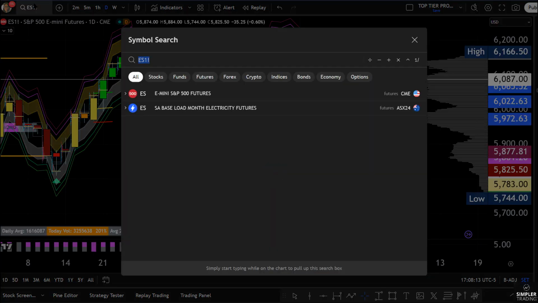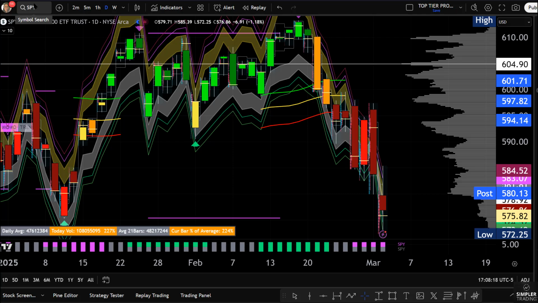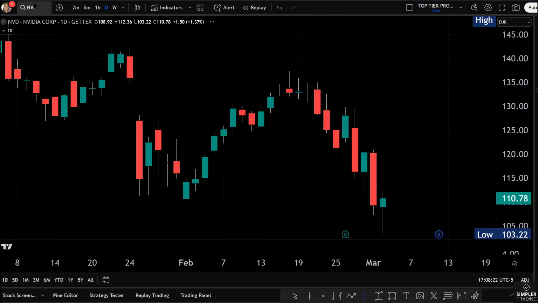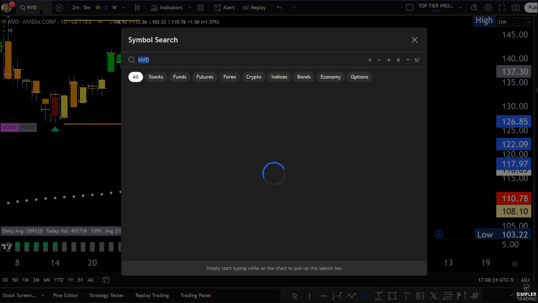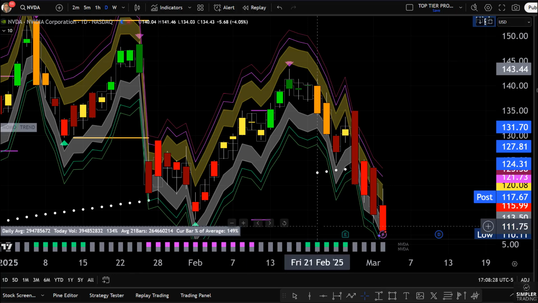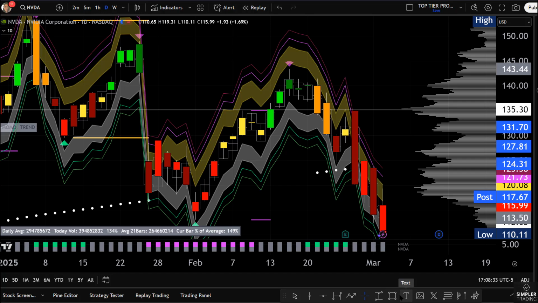I can do the same thing with the SPY. I can look at that. I can do the same thing with Apple. I can do the same thing with NVIDIA, you name it. So I can look at where the bulk of the contracts have been traded over a given amount of time. All right, so let's say NVIDIA, for example, the point of control is 135.30. That's the first layer.